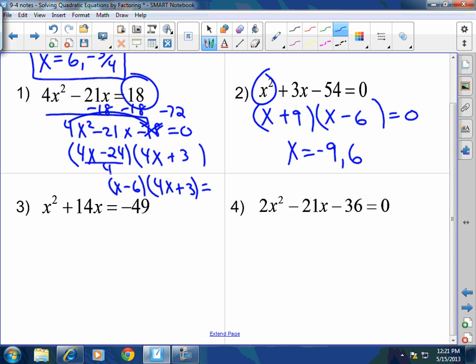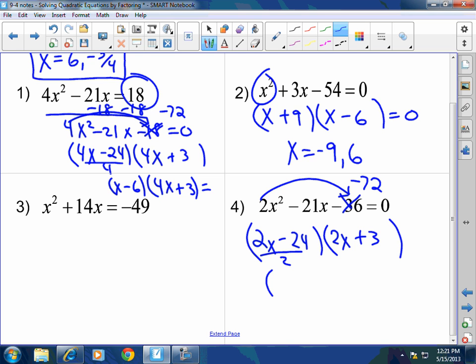Last but not least, for this, I got 2x and 2x. 2 times negative 36 is negative 72. We already did this one. What times what is negative 72 but added together is negative 21? That we did already. Negative 24 and 3.